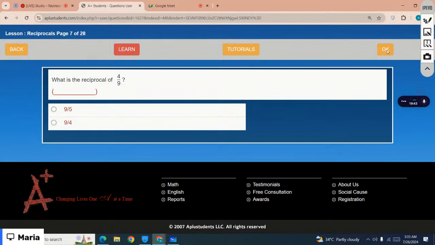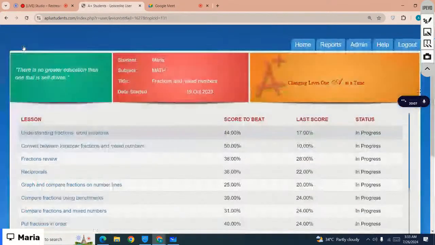That is 9 over 4. Option number 2 is the correct option. Okay, you can complete the lesson by yourself later today. Let me just move on to the next lesson. The next lesson is graph and compare fractions on number lines.